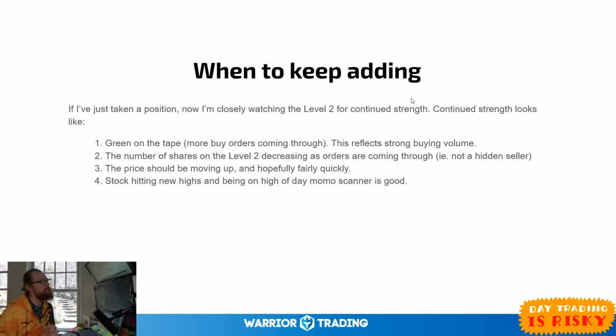All right, so this and the next slide are two pretty valuable ones. These are about when to keep adding and when to start selling. If I have just taken a position, now I'm going to be very closely watching the level 2 for signs of continued strength. What does continued strength look like? Green on the tape. We want to see more buy orders coming through. This reflects strong buying volume. It reflects the imbalance between supply and demand. There's a lot of demand. There's a lot of green on the tape.